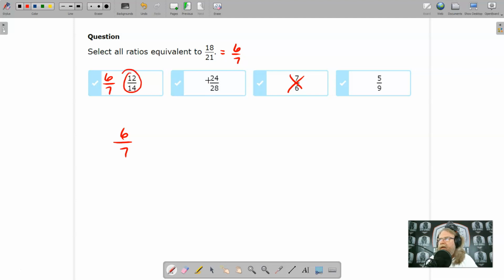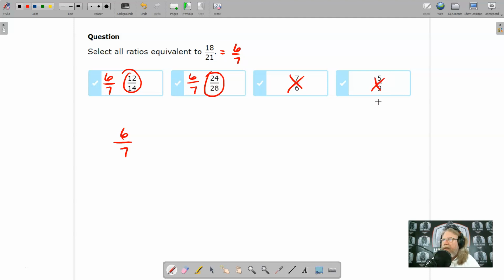Good to go. 24 and 28, they are both divisible by 4. 24 divided by 4, 6. 28 divided by 4, 7. So this one checks out. And 5 over 9. Well, 5 over 9 is simplified as far as you can. And 6 over 7 is simplified as far as it will go as well. So once they're simplified down to the simplest form, then you can go ahead and just compare them. Are they the exact same fraction? Do they actually look identical to each other? 6 sevenths is not equal to 5 ninths, so we can rule that out as well.